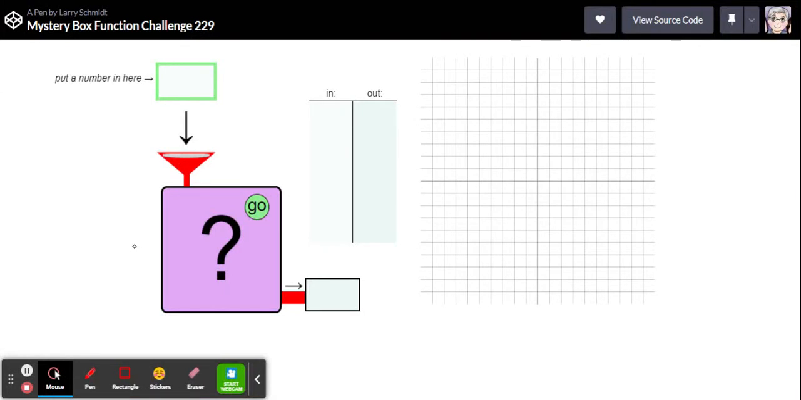In the purple box there is some mystery math and your challenge is to figure out what it is. You can try this out by using the link in the description, and when you've got an idea, come on back and see if we get the same thing.